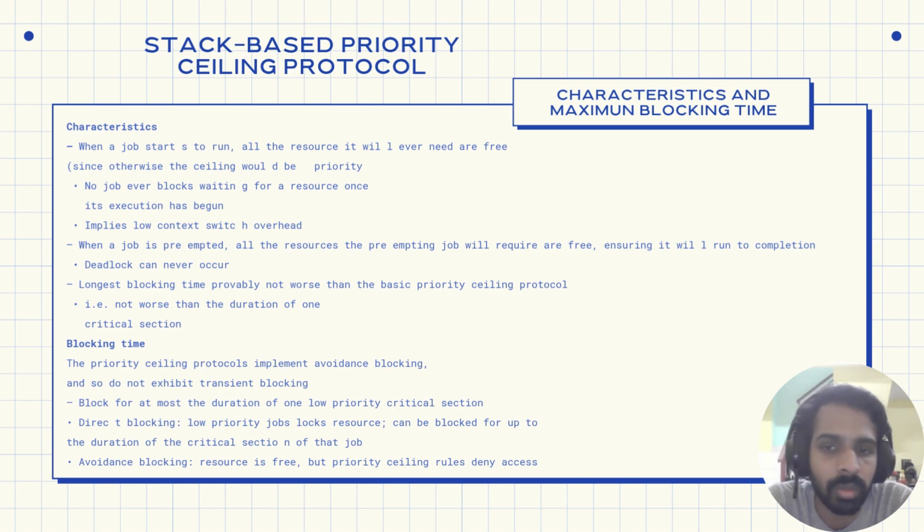So now we go to blocking time. The priority ceiling protocols implement avoidance blocking and so do not exhibit transient blocking. A job blocks for at most the duration of one low priority critical section. With direct blocking, a job can be blocked up to the duration of the critical section of the low priority job that locks the resource. Avoidance blocking is when resources are free, but priority ceiling rules may deny access.